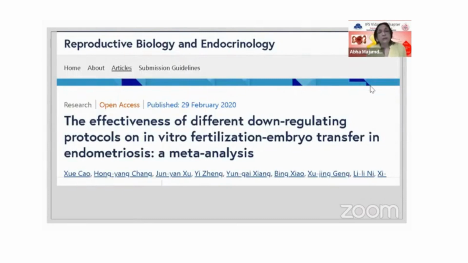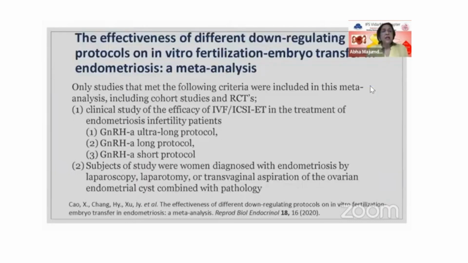Now, this is the effectiveness of different down-regulating protocols on in vitro fertilization, embryo transfer, and endometriosis, a meta-analysis. What did they do? They looked at the GnRH ultra-long protocol, which is for 3 to 6 months, a normal GnRH long protocol, which is for 21 days, just starts in the luteal phase of the previous cycle. And they also looked at the GnRH agonist short protocol. So they used only agonist in this: ultra-long, long, and short protocol.